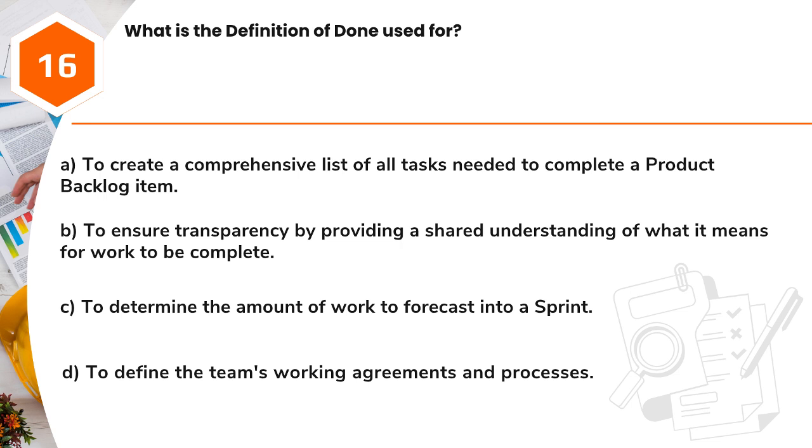Question 16. What is the definition of done used for? A. To create a comprehensive list of all tasks needed to complete a product backlog item. B. To ensure transparency by providing a shared understanding of what it means for work to be complete. C. To determine the amount of work to forecast into a sprint. D. To define the team's working agreements and processes.